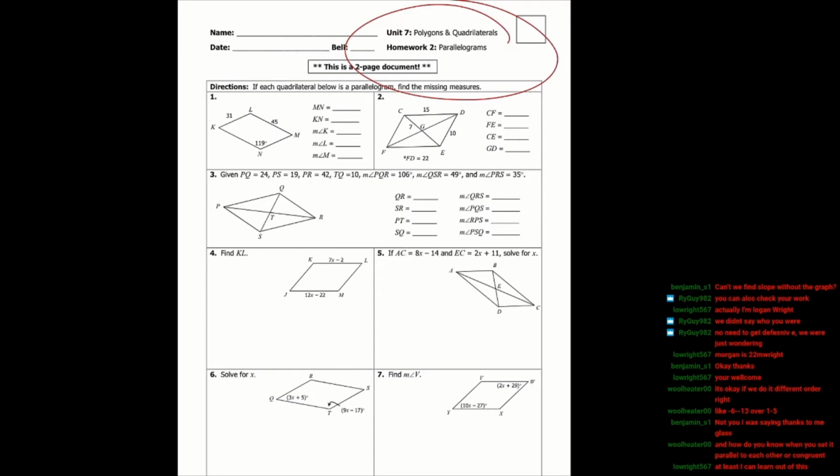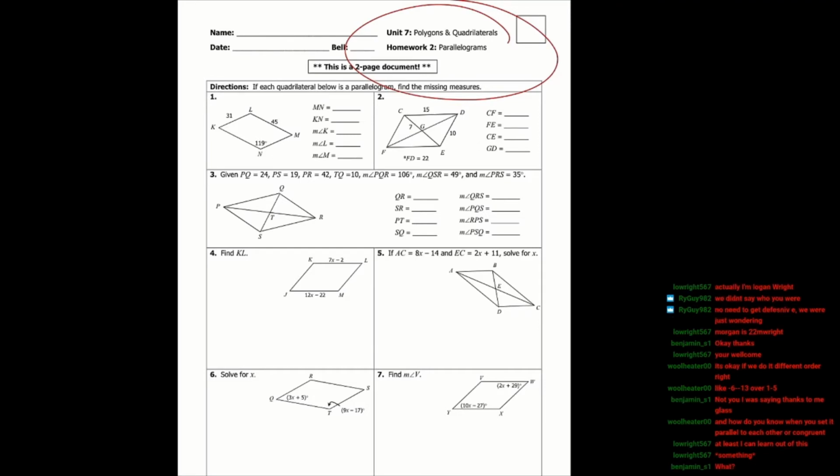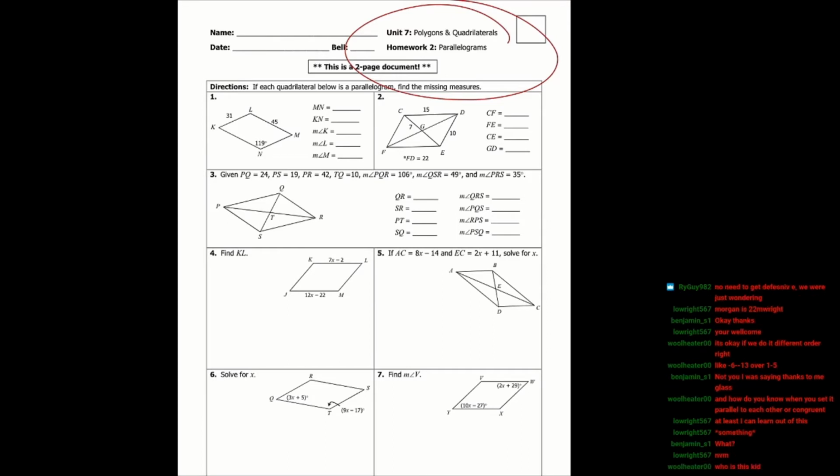You know to use parallel or congruent depending on the formula you're using. If you're using slope, slope tells me if 2 sides are parallel. If you're using distance, which would find the length of the sides, then you would be using congruent. That is how you're going to determine if you're using parallel or congruent. If you always use slope formula, you will always be using parallel, and you'll never need to use congruency.